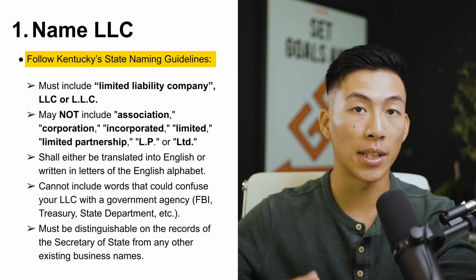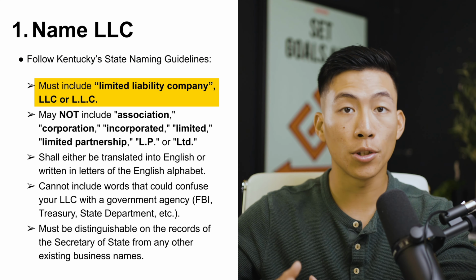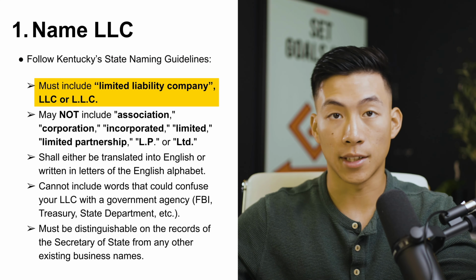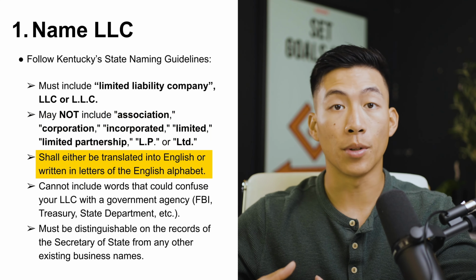And there's a couple of naming guidelines that you want to follow when it comes to the state of Kentucky. The first thing is that it must include limited liability company, LLC, or L.L.C. You can't include things like association or corporation that would confuse your LLC with a different type of business entity. And obviously the business name needs to be written in English.